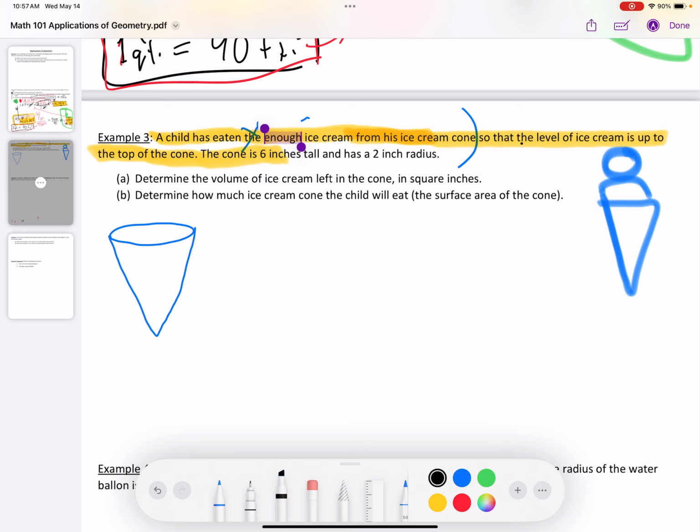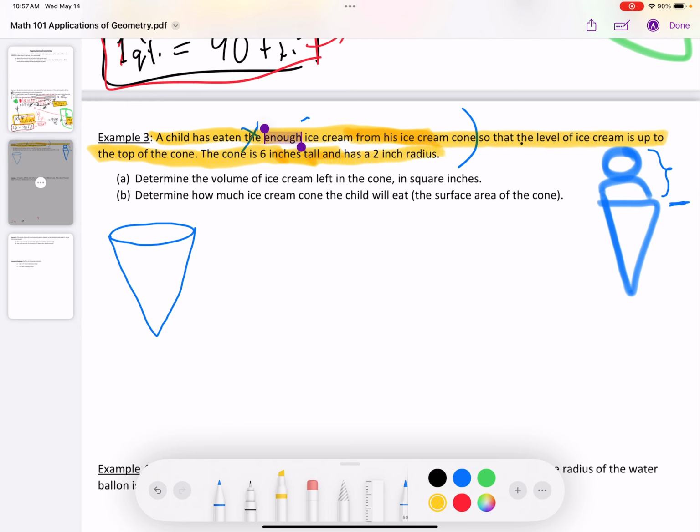But let's just say, in a very convenient situation, this child has eaten just enough ice cream to where it's right at that level, right where the cone is. That's very convenient for us because we don't know how to find the volume of some random ice cream shape. Good stuff. Okay, the cone is 6 inches tall.